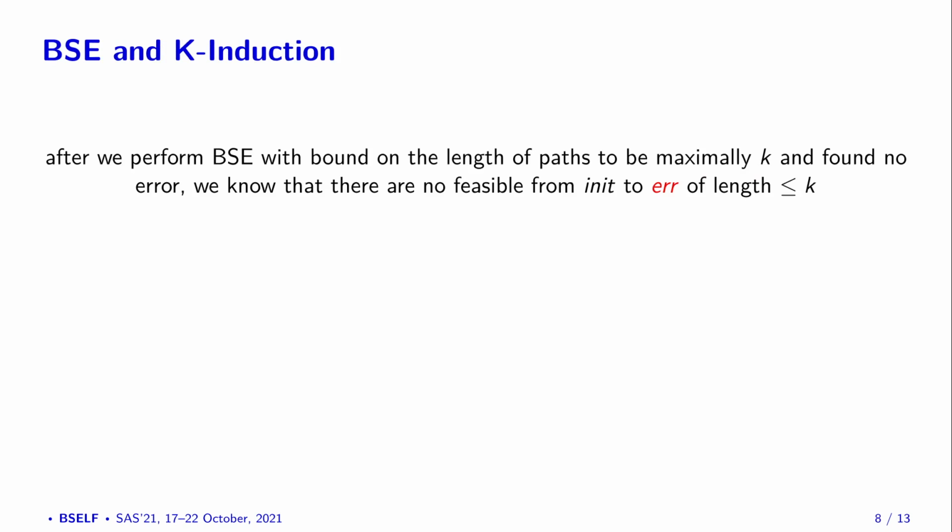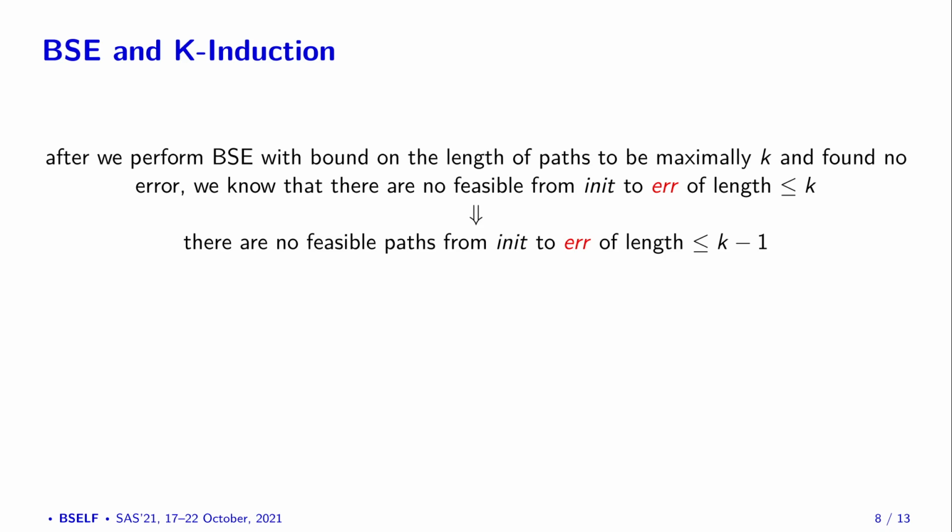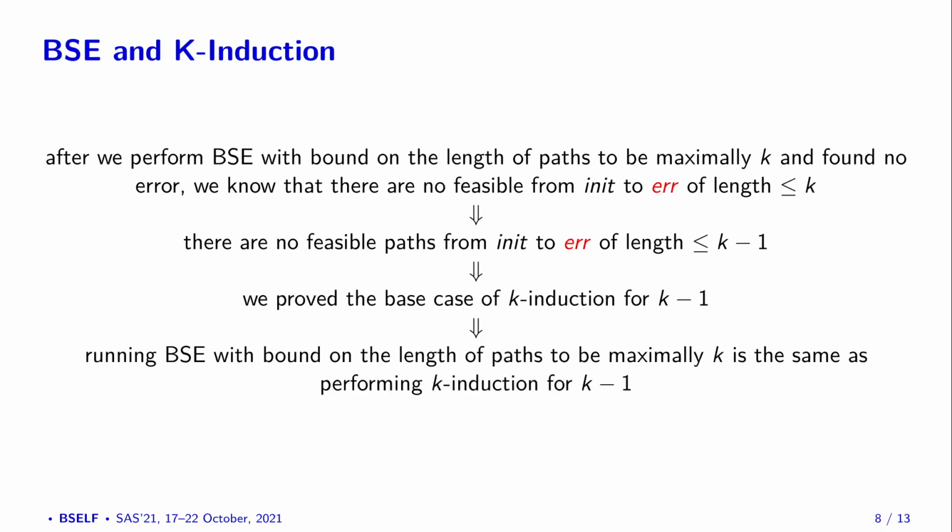If we perform backward symbolic execution and bound the length of paths to be maximally k, and we find no error, we know that there are no feasible paths from init to the error location of length maximally k, which also means that there are no feasible paths of length maximally k minus 1. Therefore, we proved the base case of K-induction for k minus 1. And as a result, running backward symbolic execution with a bound on the length of paths to be maximally k is the same as performing K-induction for k minus 1.